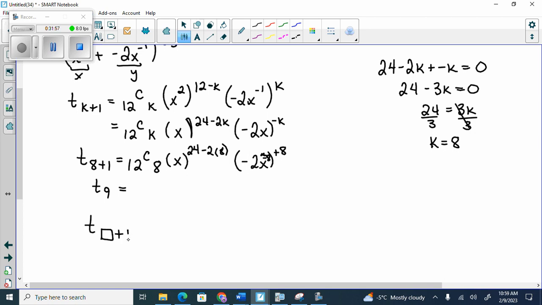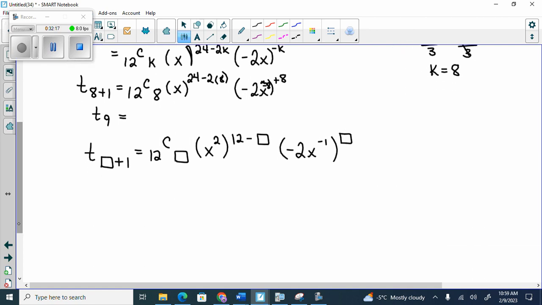So T box plus 1 equals 12 C box, x squared, so 12 minus box, negative 2x to the negative 1 to the box. And then I just say, okay, I need to get my x's to match. We agree? And you can go through just a process. I start at 1, then I go to 2, then 3, then 4, then 5, till they match and they cancel off.